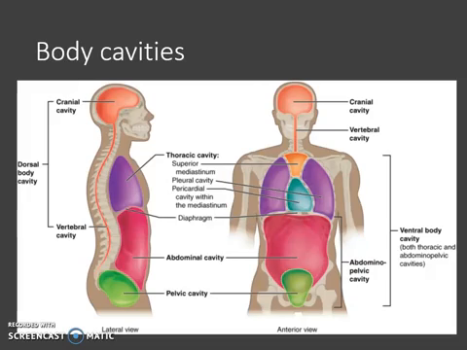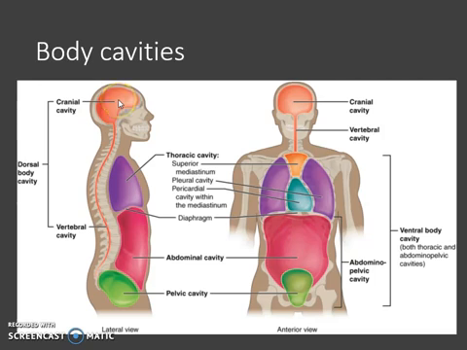The inside of the body is divided into different body cavities. Overall, we have a dorsal body cavity and we have a ventral body cavity. The dorsal body cavity has to do with cavities on the posterior or dorsal side of the body.